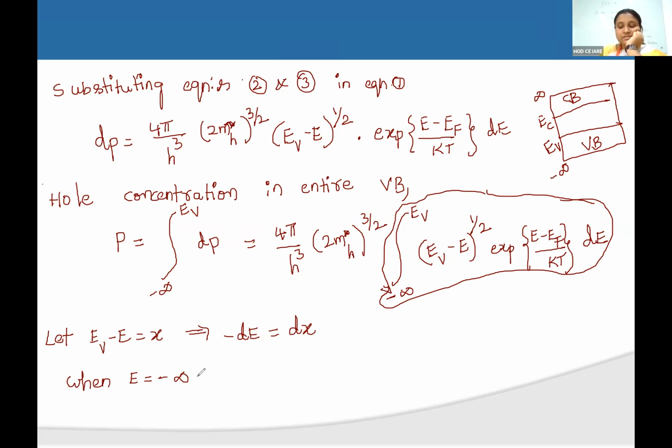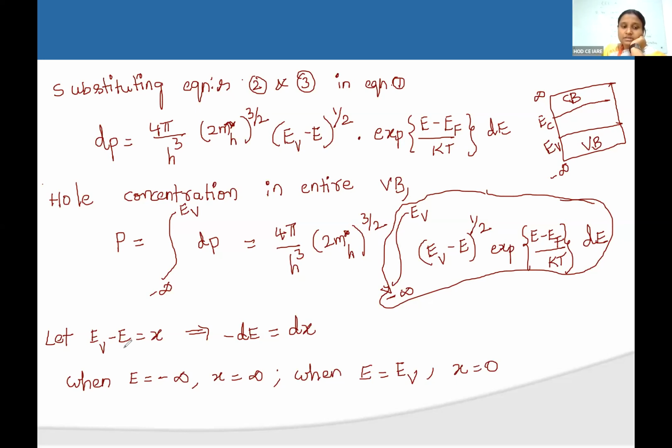All are paying attention, students? Or only I am the one doing it? So as you can see, in place of E, if I substitute minus infinity, it will become plus infinity. E_V plus infinity will give us infinity, so x will become infinity. Similarly, if I take the upper limit value, if I substitute E to be E_V, then E_V minus E_V becomes 0. So the upper limit will become 0.